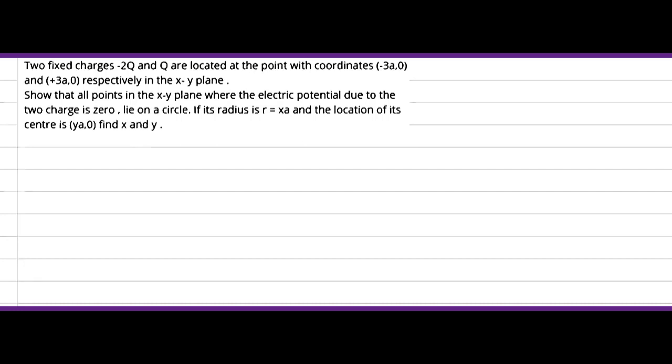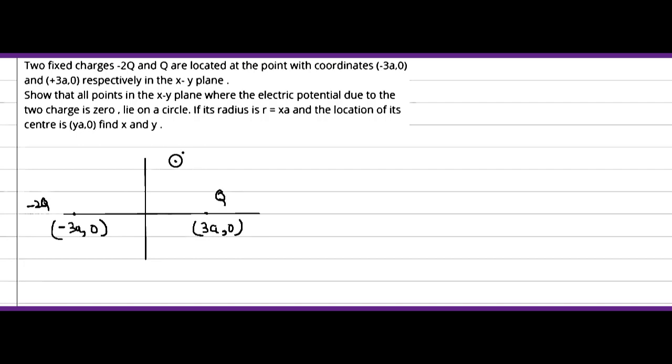Okay. So first of all, we represent the situation. Let's say this is our situation. This is our origin, this is our y-axis, and this is our x-axis. So this is the charge which is placed. This -2q is placed at (-3a, 0), and q is placed at (3a, 0). So this is the charge -2q, and this is the charge q.